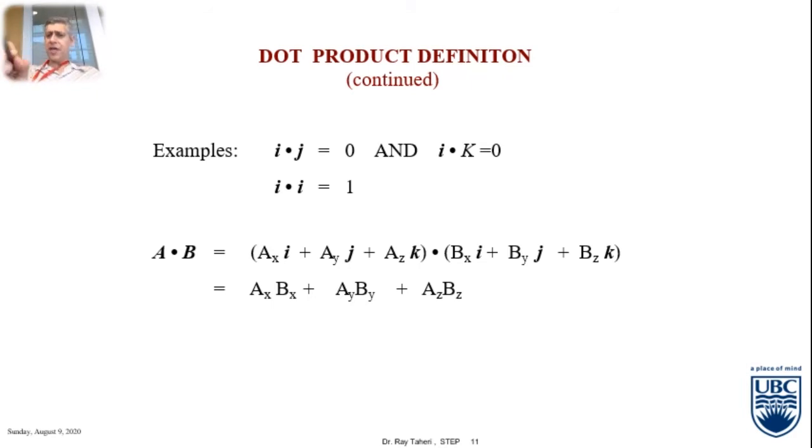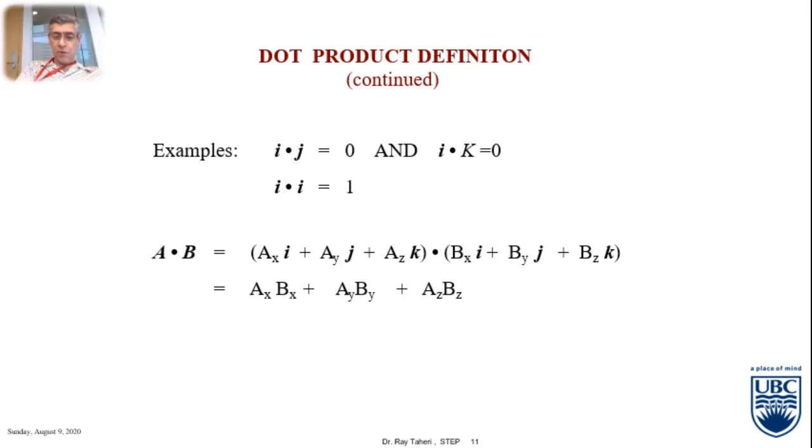Therefore, I dot J is 0, I dot K is 0, J dot K is 0. All of them are 0 because the angle is 90 degrees. And if two vectors are aligned with each other, or the angle is 0, the dot product of these two is actually the first magnitude times the second magnitude, because the cosine of 0 is 1. So I dot I is 1, J dot J is 1, K dot K is 1.